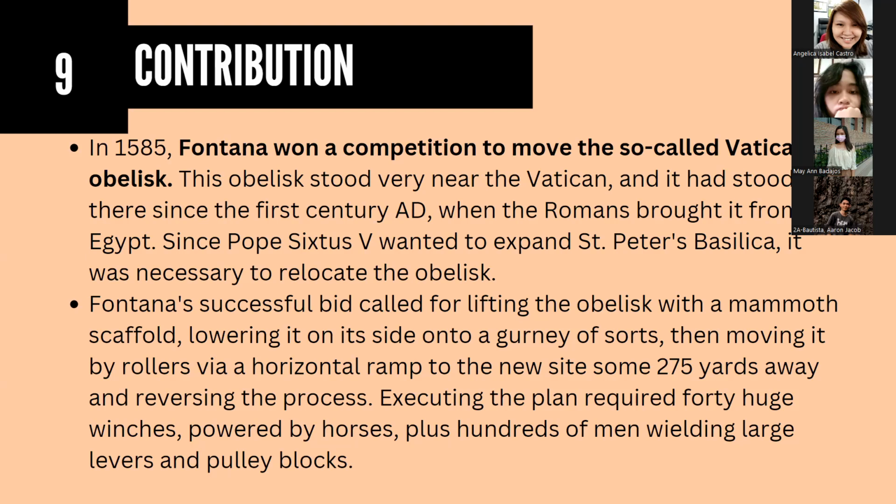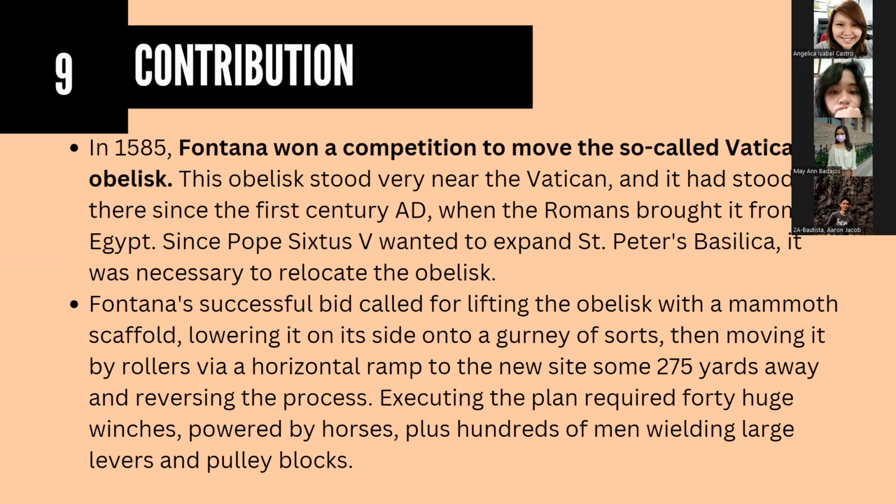Dinala ito ng isang Romanong emperador na ang pangalan ay si Caligula sa Roma noong 37 CE or Common Era bilang isa sa mga maraming tanda ng pananakop ng Romano sa Egypt na kalaunan ay pinalitan ng pangalan na para kay Nero. Gayunpaman, maraming mga nagbigay ng mga proposal or nagsumite ng mga plano kung paanong maililipat yung obelisk na yon. Sabi nila meron daw 500 na lalaki na nagsumite ng kanilang plano kay Pope Sixtus V. At si Fontana ang nanalo sa kompetisyon na yon.